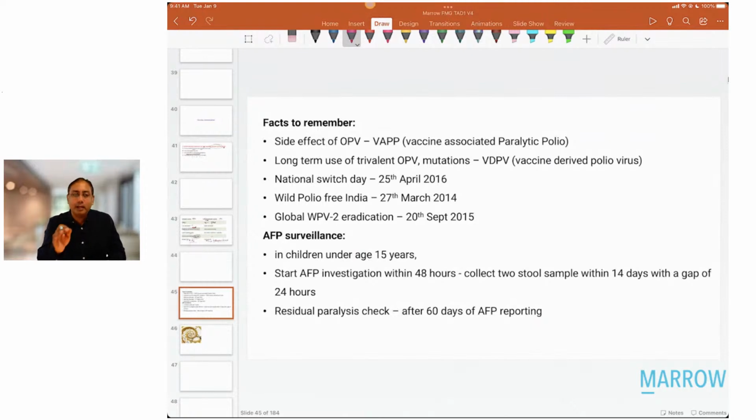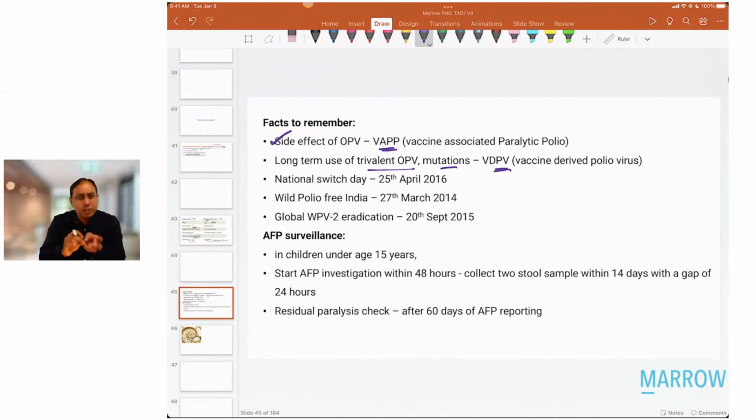दो चार बातें about polio vaccines and about poliomyelitis. Please remember that what is the side effect of OPV? Side effect of OPV is VAP, that is vaccine associated paralytic polio. Long term use of trivalent OPV may lead to mutations and this causes VDPVs.